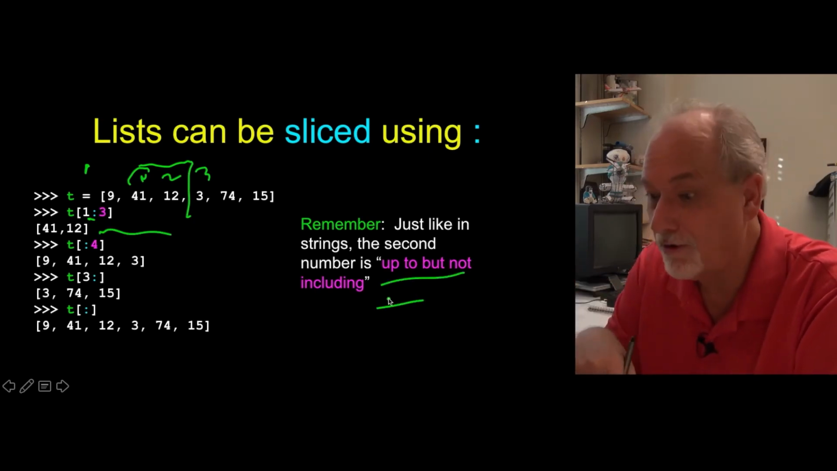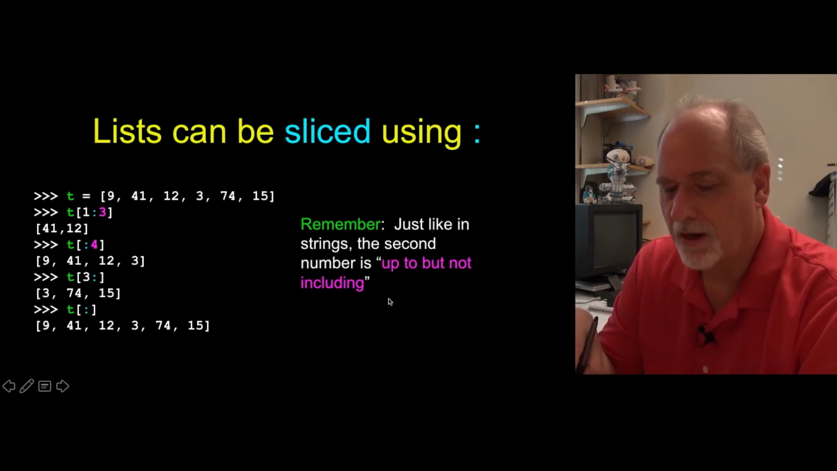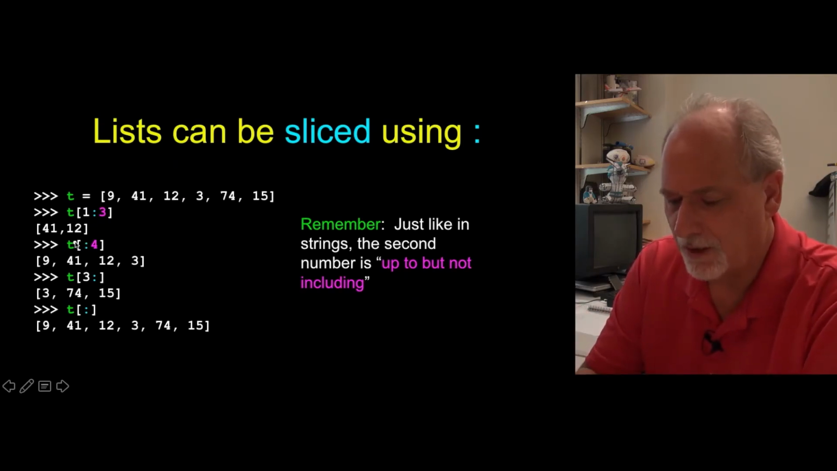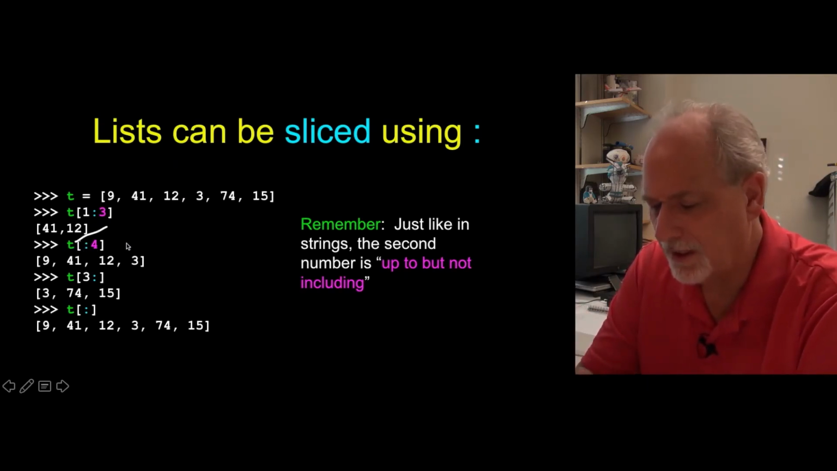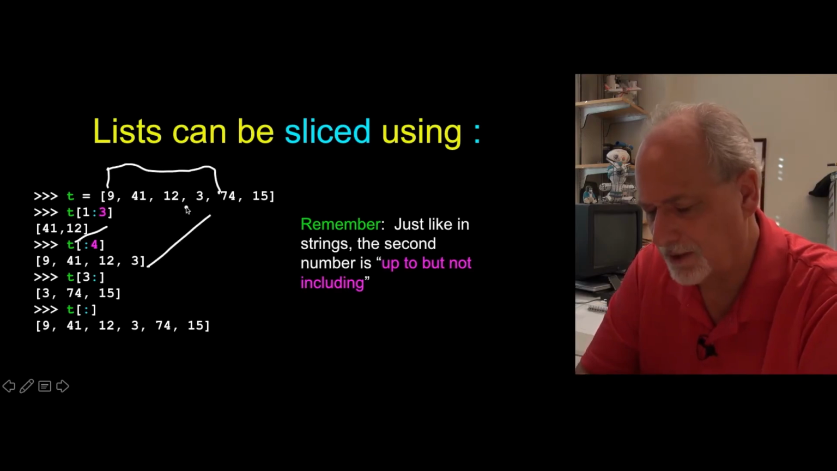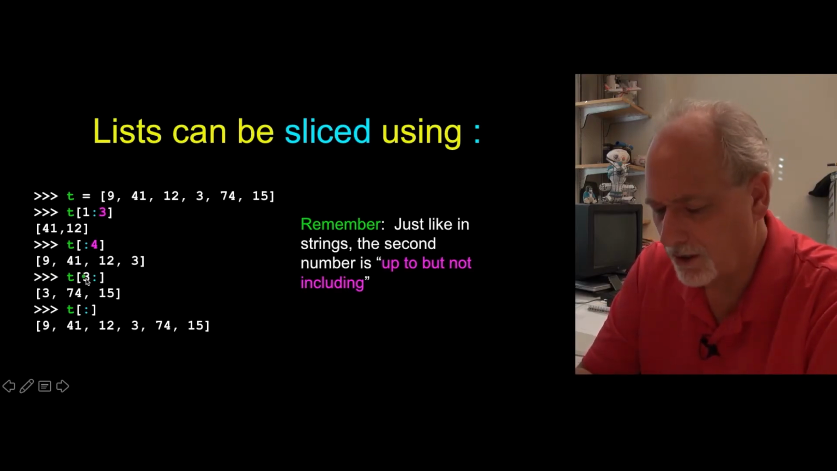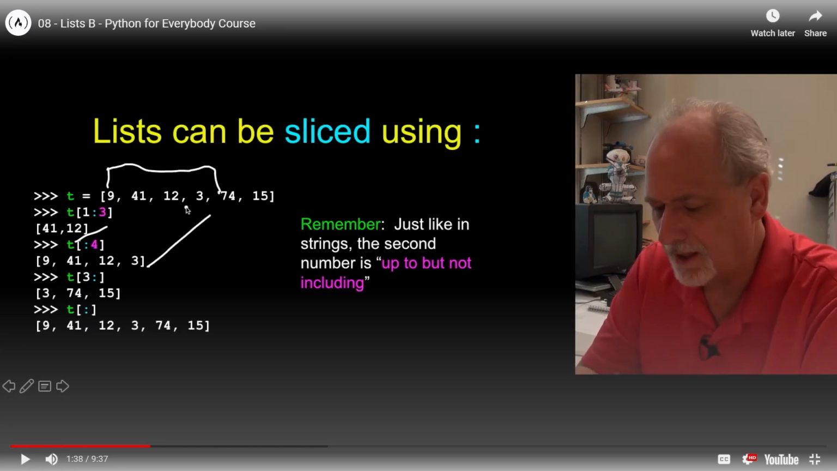I'll just say that over and over again. You can leave the first part out here, and you can say, oh, up to, but not including 4. So that starts at the beginning, goes up to, but not including 4. And so that's how we get that piece right there.